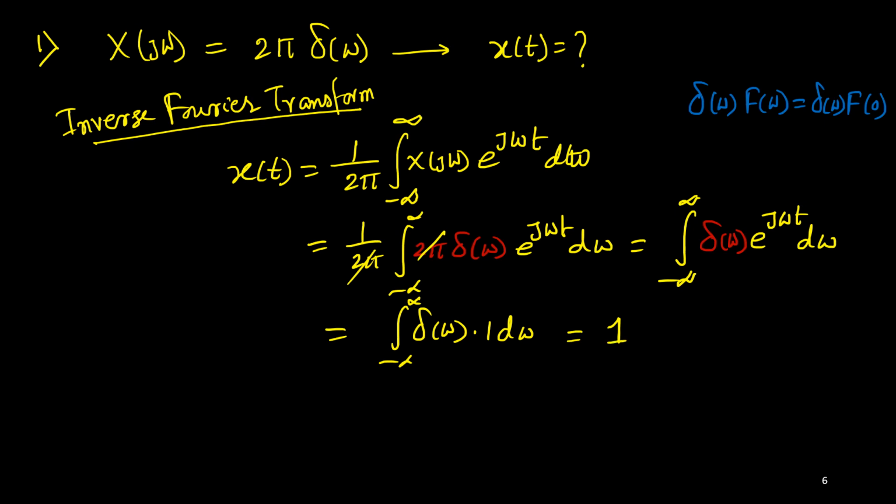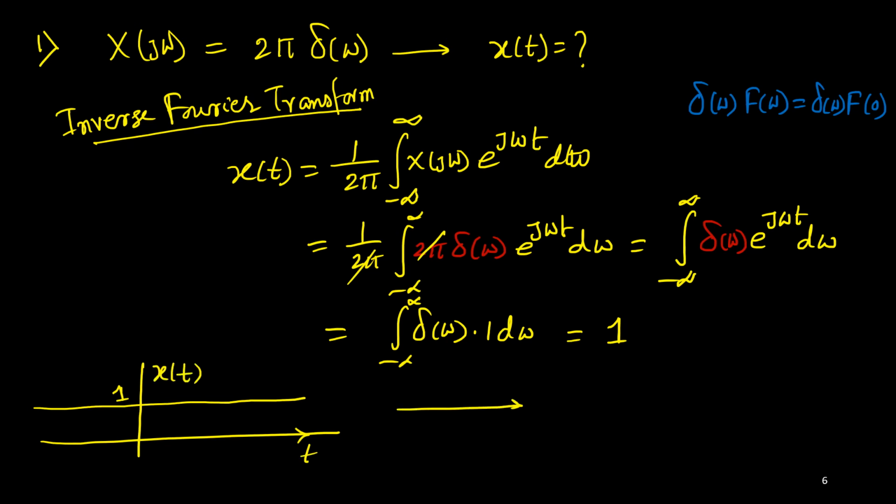So x of t is 1. So what is the meaning? The meaning is that the time domain signal is constant at 1. On the time axis, this is your x of t, and the corresponding spectrum, on the omega axis, has one impulse that is located at 0 only. This one is 2 pi del omega. That is your x of j omega.